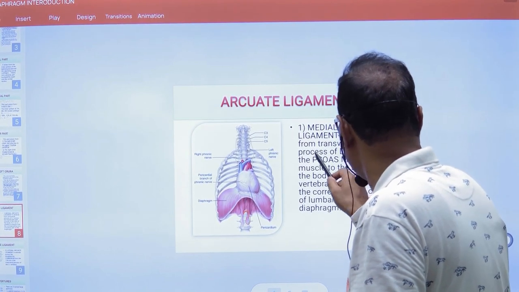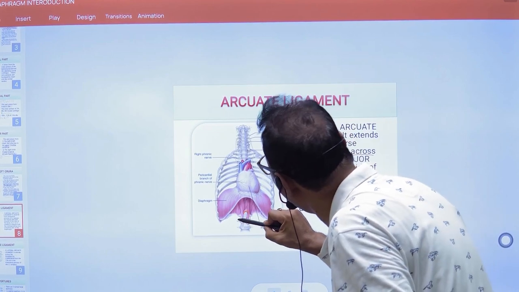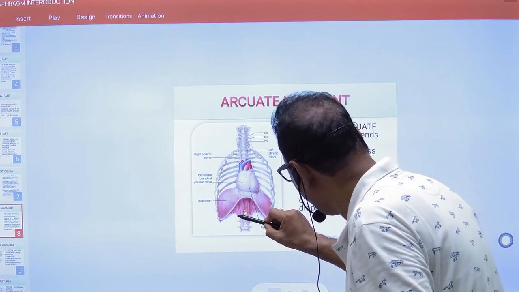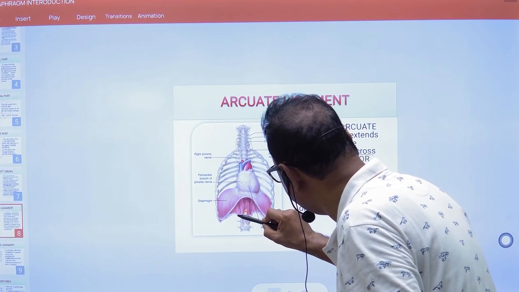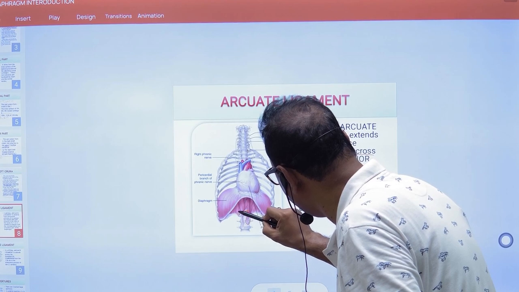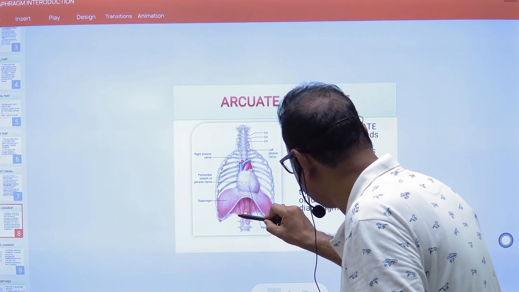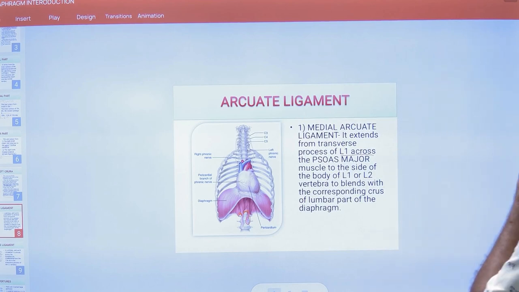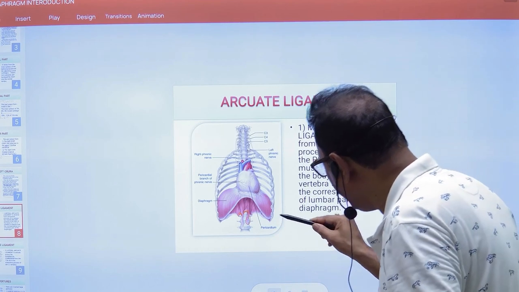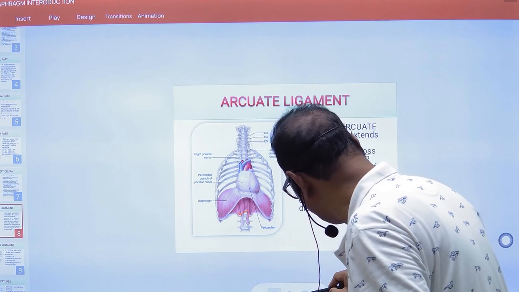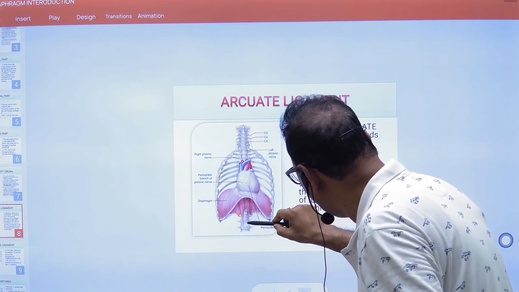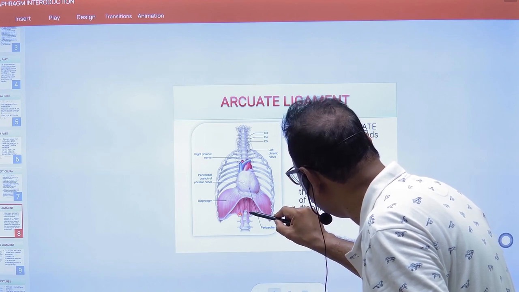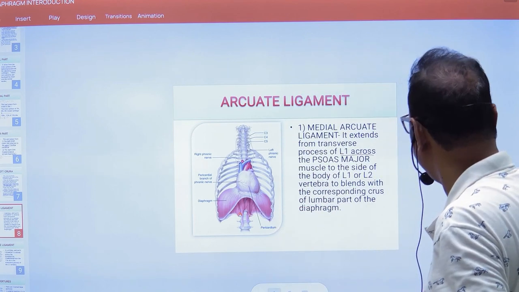So it extends from the transverse process of L1. This is the L1 vertebra, and we have got the transverse process over here. This is how the median arcuate ligament comes like this, and it blends with the right crus of the diaphragm on the right side, and with the left crus of the diaphragm on the left side. It will go like this.